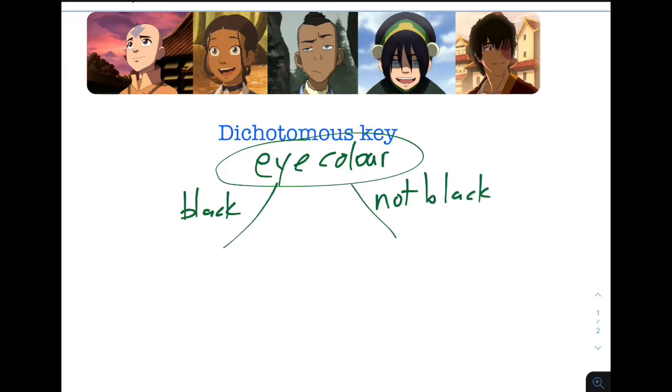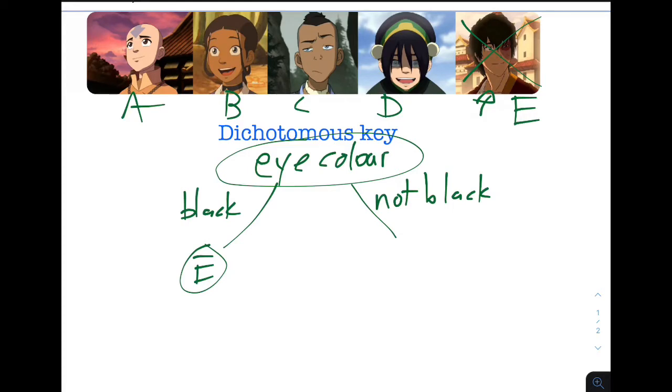If the eye color is black, there's only one that I think meets that characteristic, that criteria. And we'll name these guys, we'll name them A, B, C, D, and E. That's going to be person E. And now we're done thinking about person E. But for the people who don't have black colored eyes, we're going to have to ask a new question.